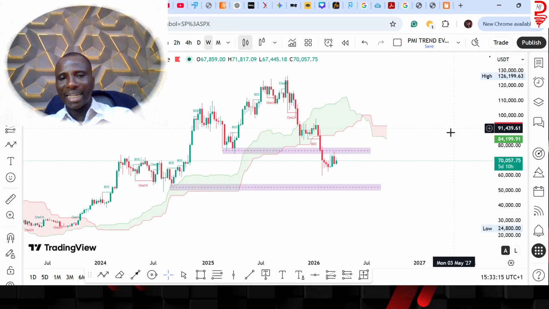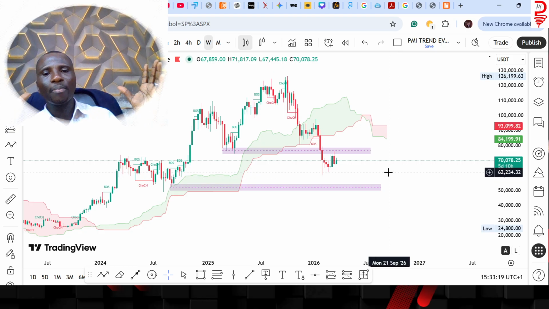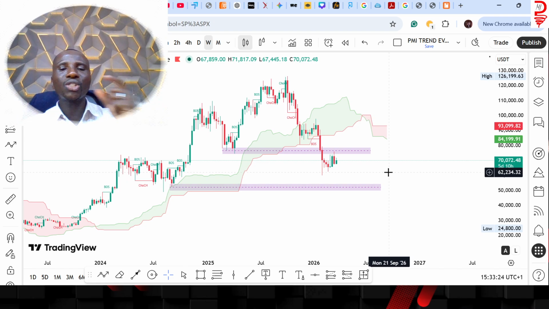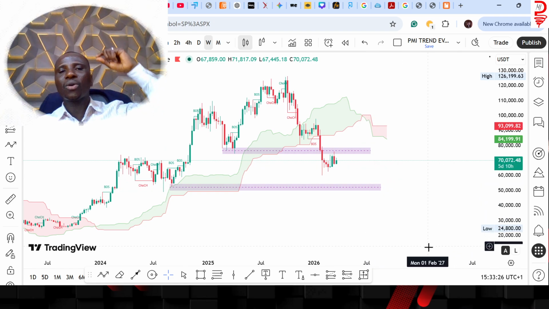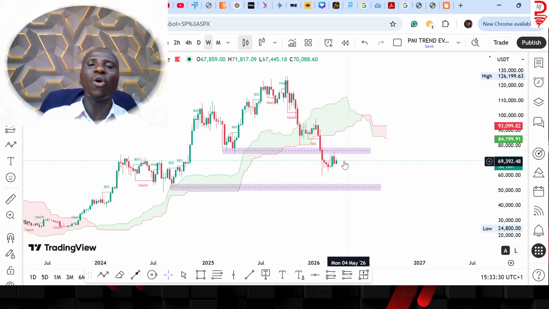On top of that, we now have a risk off sentiment overview. So, plus or minus, all things held constant, between now and next week, we are expecting BTC to fall.